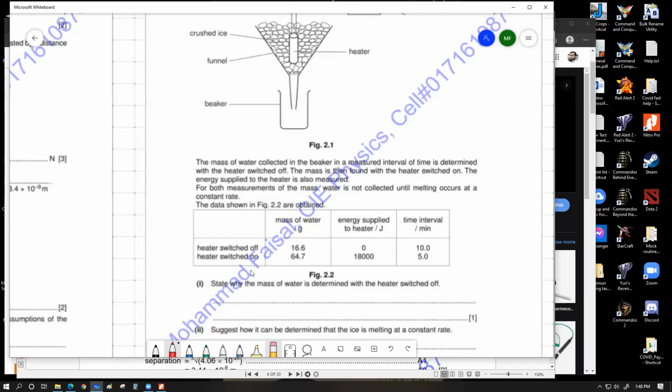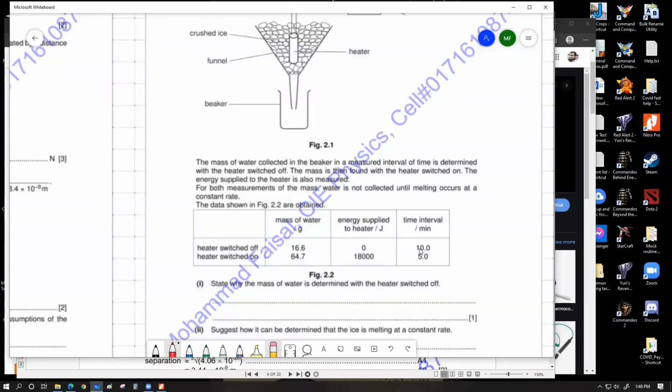And when we switched on the heater, we did the same thing, but this time we collected for 5 minutes. If you wonder why, there can be a lot of different reasons. Maybe the funnel was not big enough to hold enough crushed ice to run the experiment for 10 minutes while the heater was still kept underneath the crushed ice, because we are continuously melting the ice. Also, within 5 minutes of the heater being turned on, we could collect a significant mass of water, 64.7 gram, so it didn't make sense to go for a longer time.